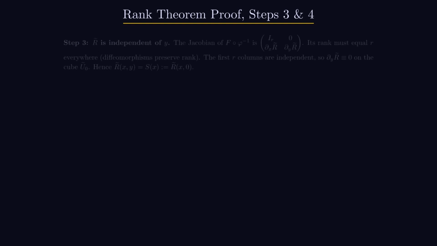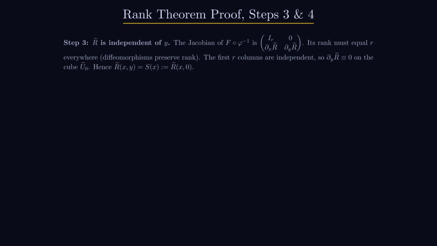Composing with the diffeomorphism, phi inverse preserves rank everywhere, so this Jacobian has rank r throughout u tilde 0. The first r columns are already linearly independent, they form the identity block. For the total rank to remain r and not exceed it, the remaining columns must contribute 0 to the span, which forces the partial derivatives of r tilde with respect to y to vanish identically.